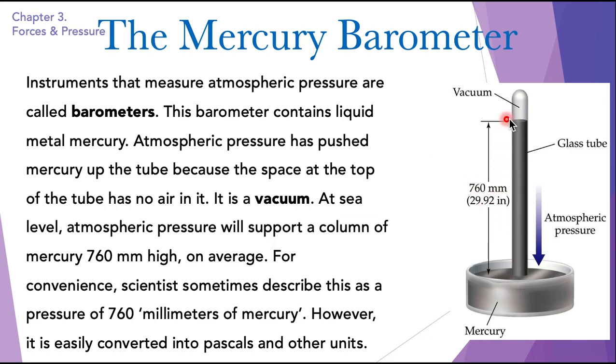So the barometer has a glass tube with mercury inside. This dish also has mercury. This is basically like an inverted glass tube. And we have a vacuum over here. So this length of the mercury inside this glass tube is measured in millimeters. So at sea level, the atmospheric pressure will support a column of mercury 760 millimeters high. In inches, it is 29.92.